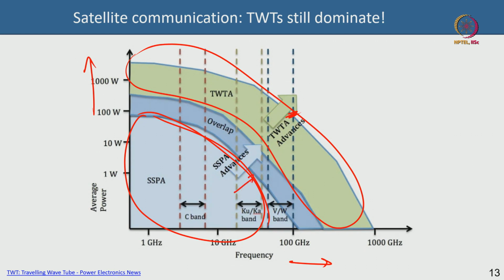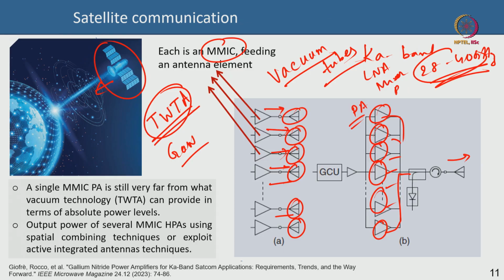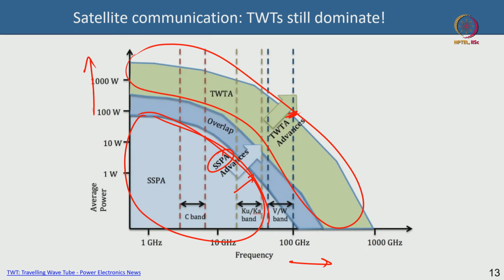Semiconductor technology is trying, SSPA stands for solid state power amplifier, where you basically combine a lot of these power amplifiers. So semiconductor technology is advancing, trying to reach the vacuum tube threshold, and vacuum tube technology is also advancing by the way, just to give you a feel. This is very critical for satellite communication.